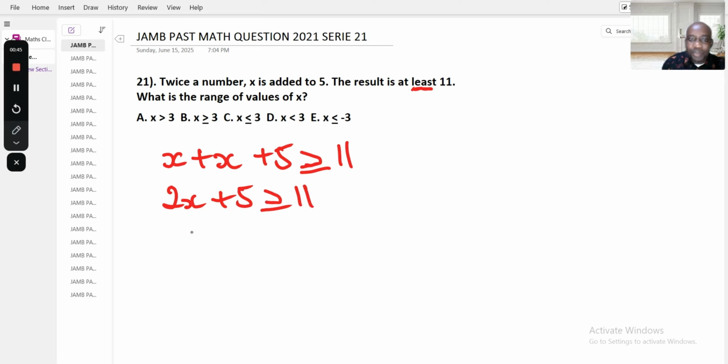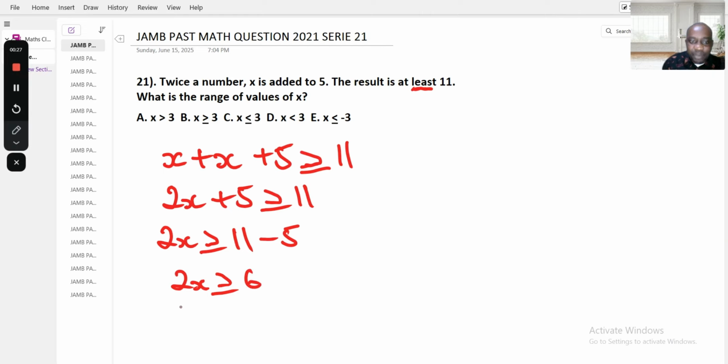Now, let's collect like terms. 5, jump to go and meet your elder brother at the other side. 2x greater than or equal to 11. When the plus jumps, it is going to change to minus. Minus 5. 2x greater than or equal to 11 minus 5, which is going to give us 6.